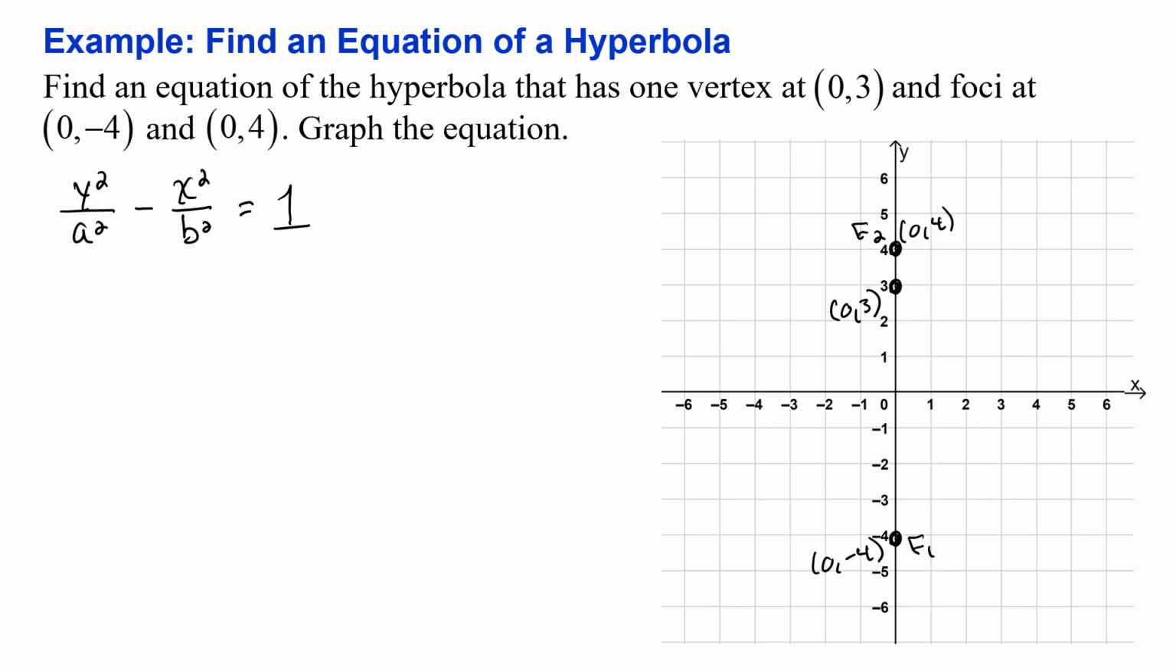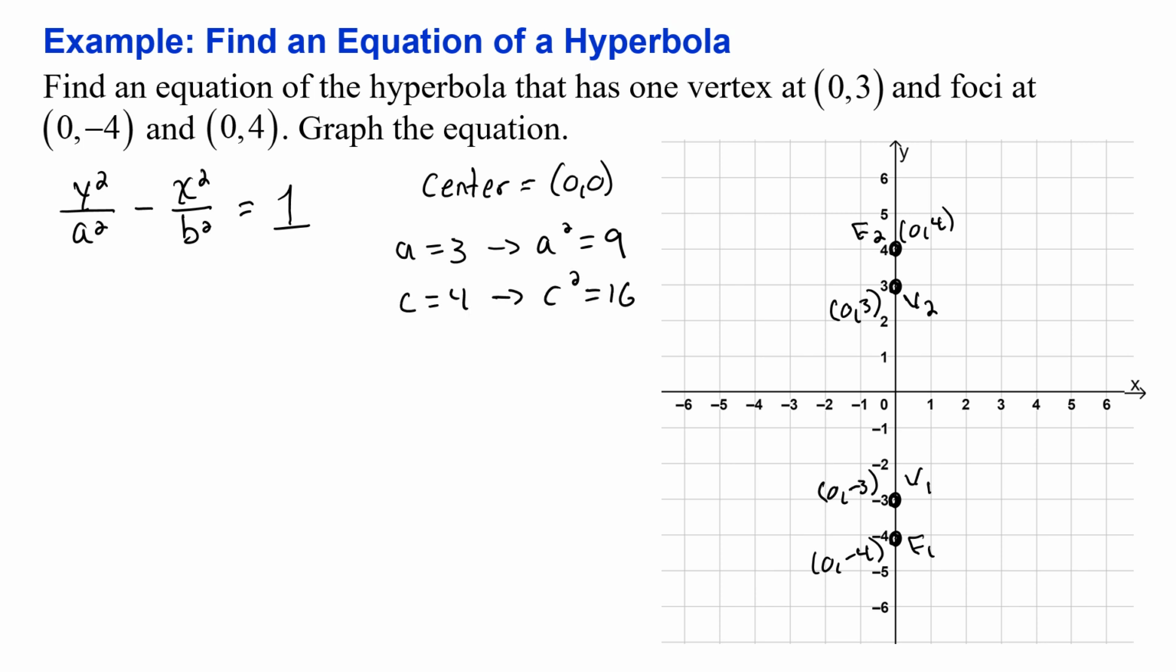And since the foci are equidistant from the center, then we know the center is at the origin. We are given the upper vertex at the point 0, 3, so let's label this point as v sub 2. And since the vertices are equidistant from the center, that means v sub 1 is at the point 0, negative 3. Since the vertices are a distance of a from the center, then we know that a will equal 3, which means a squared equals 9. Now also, the foci are a distance of c from the center, therefore c is equal to 4, or c squared is equal to 16.